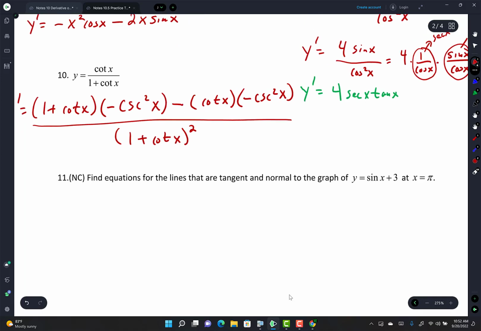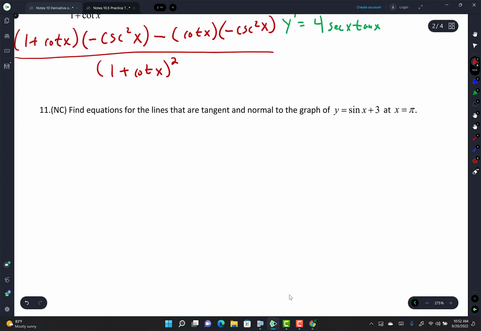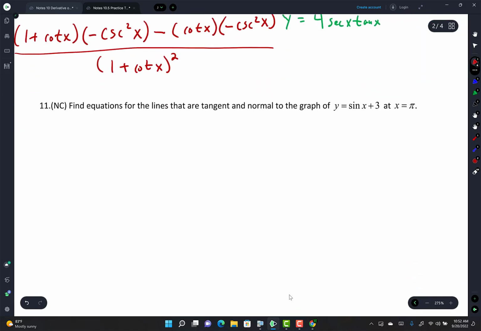Okay, this one says no calculator, so let's see if we can do this without a calculator. Find equations for the lines that are tangent and normal to the graph y equals sine x plus 3. I just remembered something, guys. For the last question that we used the calculator, we found the tangent, but I think I also asked for the normal, and we didn't even bother.